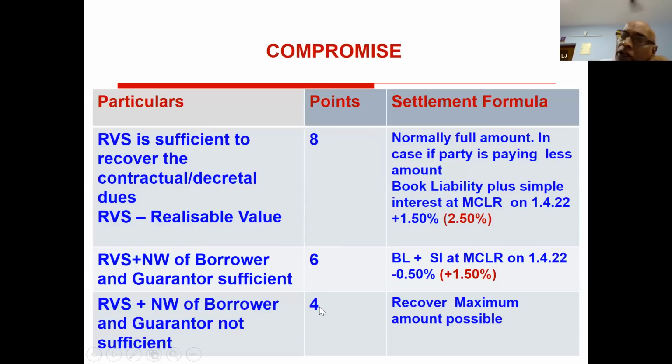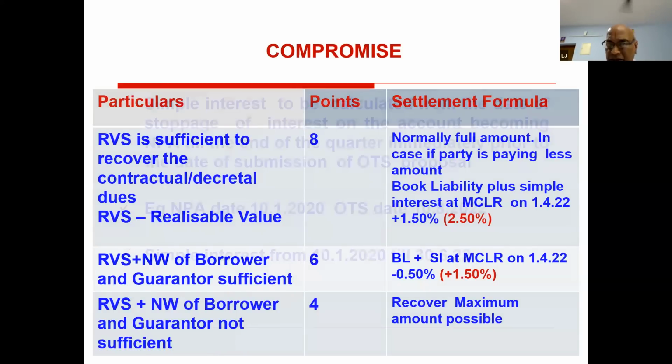Beyond 4 points, nothing can be reduced. And from 8, you cannot bring him straight away to 4. From 8, you can bring him maximum to 6 and ask him to pay this much money. From 6, you can bring down to 4. Below 4, you cannot bring. That means originally this borrower has to pay this much money, but now he is going to pay only this much because of the happening of one or two things, which I told you in the next slide.